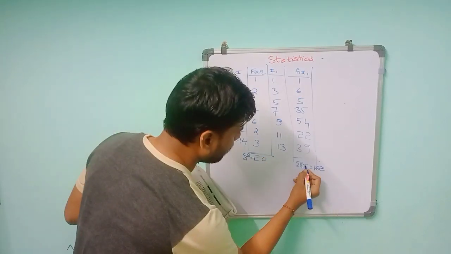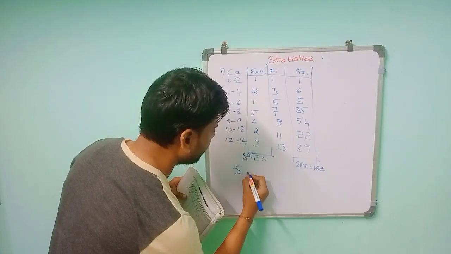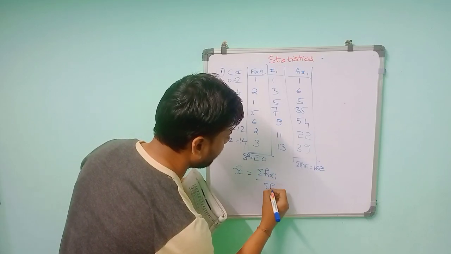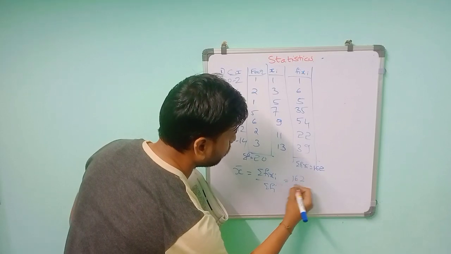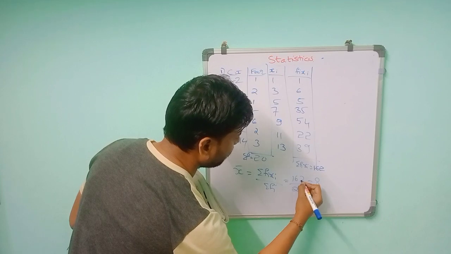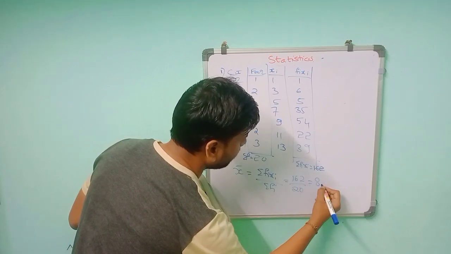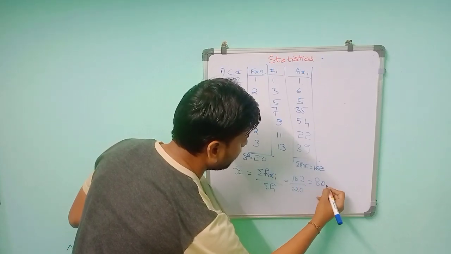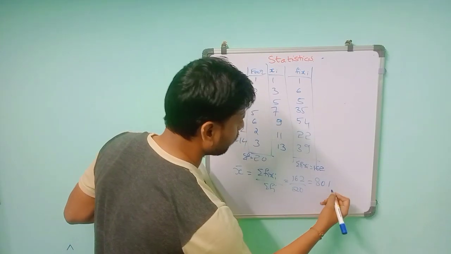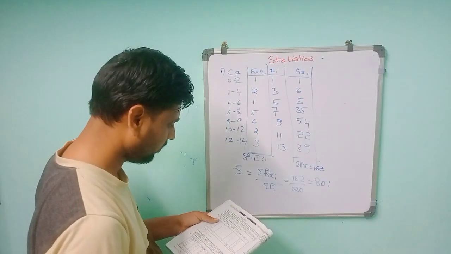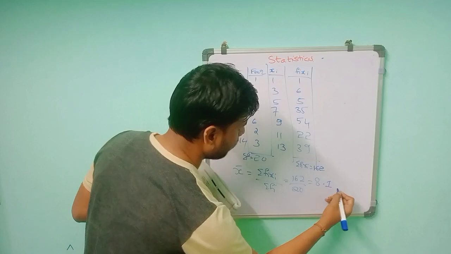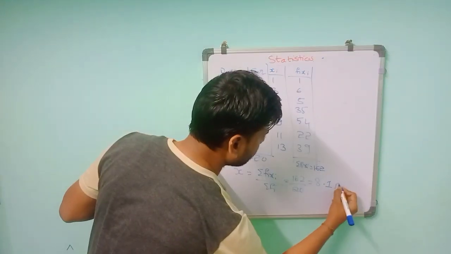If we take the sigma F, we have to find the mean. That formula is sigma Fi HI divided by sigma Fi. So this will be 162 divided by 20. 8 twos are 16, 160 means 2 remains. Then 80, so 20. So we got the answer 8.1. 8.1 plants.